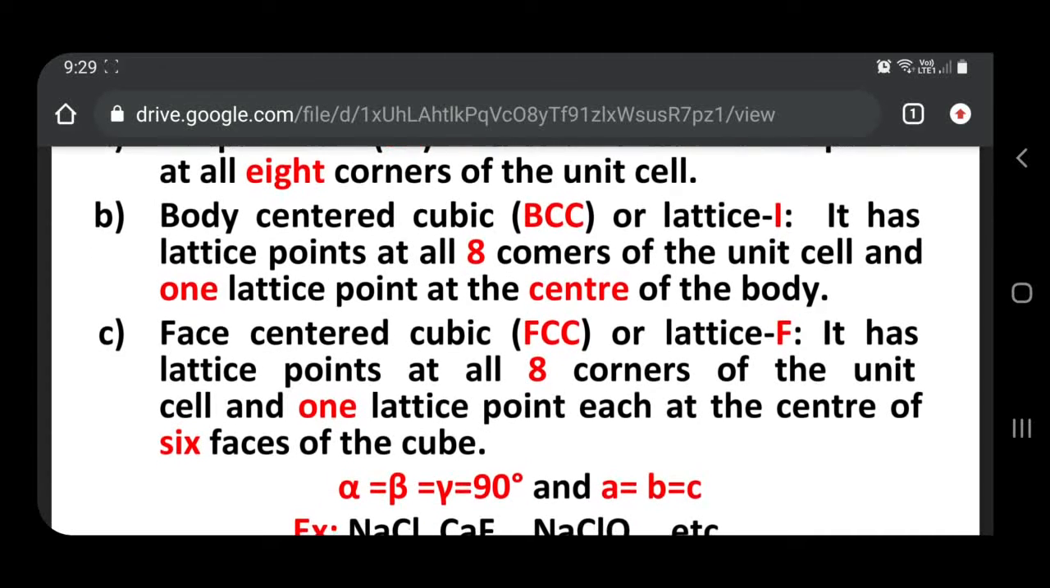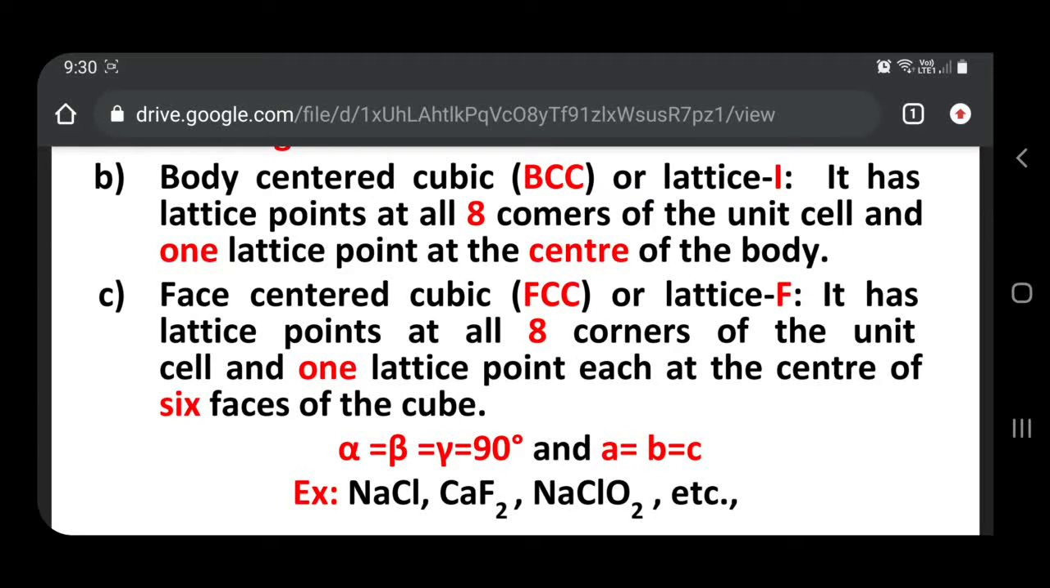And the third Bravais lattice of the cubic system is FCC, that is face centered cubic. In short, we call it FCC, and it is represented as F lattice. It has lattice points at all 8 corners of the unit cell, and as I mentioned in the diagram, one lattice point at the center of each of the 6 faces of the cube, that is the unit cell. And the important property is all the sides of the unit cell are equal to one another, and all the 3 interfacial angles are also equal to one another, and each is equal to 90 degrees.